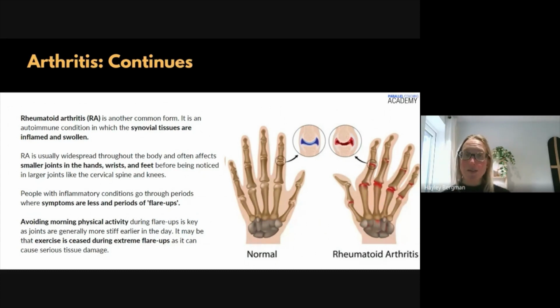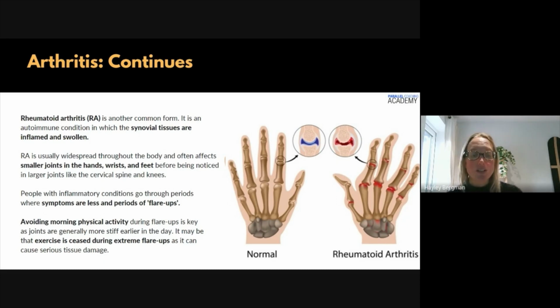And that's something to bear in mind when you're thinking about the recovery time and also the intensity and the frequency that your clients are training. Rheumatoid arthritis is usually widespread throughout the body and often affects smaller joints in the hands, wrist and feet before being noticed in larger joints like the cervical spine and the knees later on. People with inflammatory conditions go through periods where symptoms are less and periods of flare-ups when they are more.